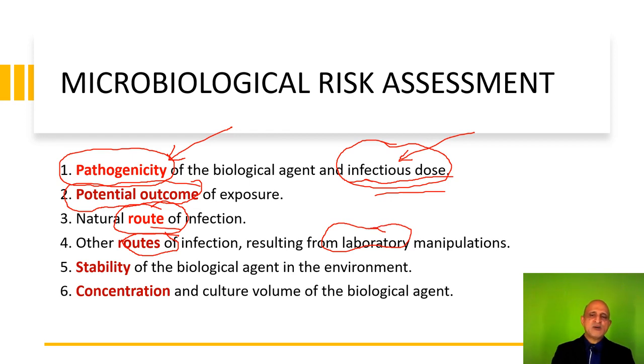So for instance, if you are culturing a lab pathogen, you're basically cultivating a pathogen in the laboratory using enriched media. If there is a spill in the lab with the enriched media, this particular pathogen is more likely to cause harm to the laboratory workers because you have increased the culture volume, and this represents laboratory manipulation. Then we look at the stability of the biological agent in the environment.